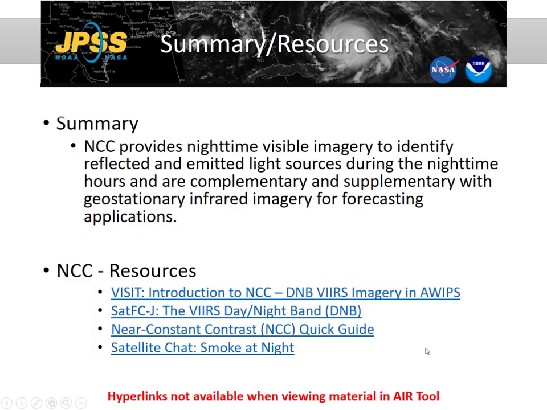And then I will go to my summary slide here. You can read my summary there, but I wanted to highlight at the bottom of this page some of the resources that you can access as users. There's a lot of training out there for the NCC product. The first one here is a VISIT training module, I believe, of the introduction to the NCC and the D&B VIIRS imagery in AWIPS. It gives you a little bit more detail of the differences between the NCC and the D&B. The next one highlights the VIIRS day-night band training module that's a part of the satellite foundational course for JPSS.